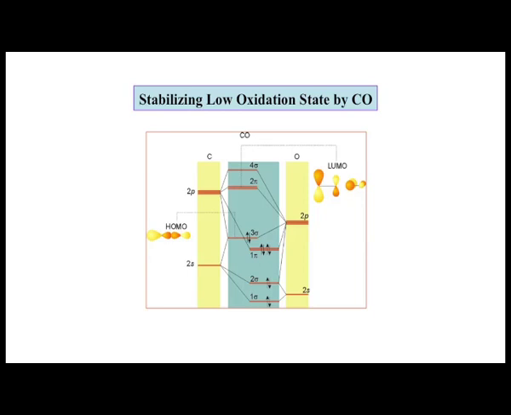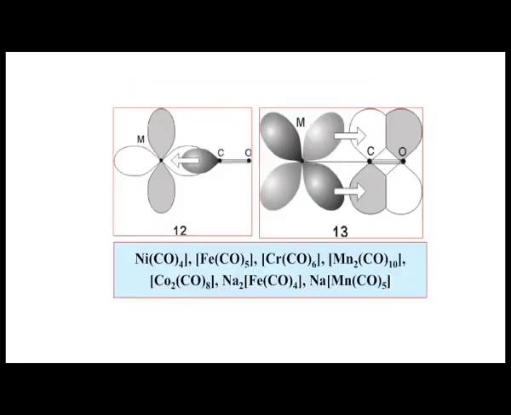Similarly, for the LUMO, basically we can have two LUMOs, two of them are of pi character. So, these two pi character LUMOs will be there on the carbon monoxide side, available for bonding to the metal ion center or the corresponding metal in the zero oxidation state.